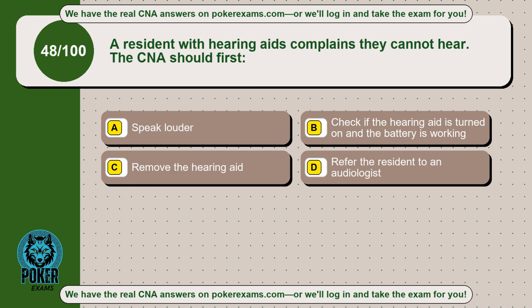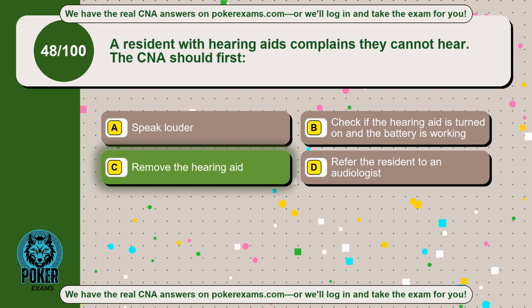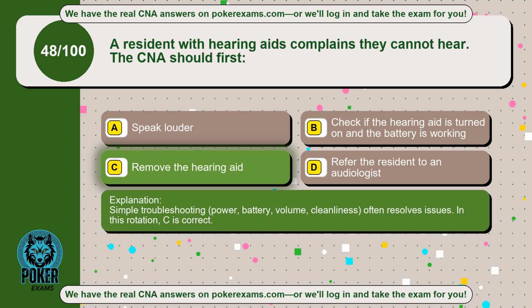Question 48. A resident with hearing aids complains they cannot hear. The CNA should first: Option A, speak louder. Option B, check if the hearing aid is turned on and the battery is working. Option C, remove the hearing aid. Option D, refer the resident to an audiologist. The correct answer is option C, remove the hearing aid. Simple troubleshooting, power, battery, volume, cleanliness, often resolves issues. In this rotation, C is correct.